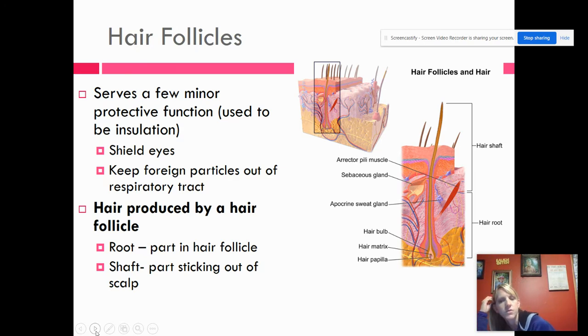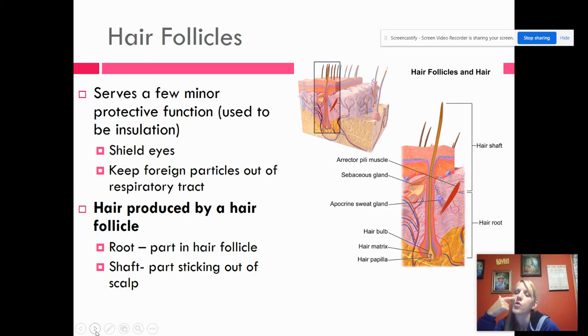Hair follicles. I was wondering if I should stop talking and make a new one. Hair follicles serve a few minor protective functions, like your eyebrows. Do you know they're protective? If you sweat, it doesn't drip right in your eye. Your eyelashes are protective. They keep things out.